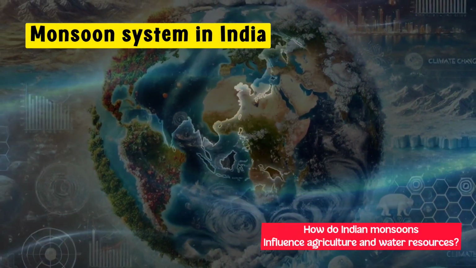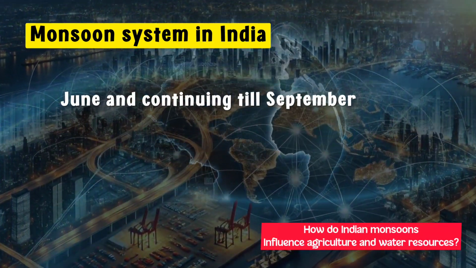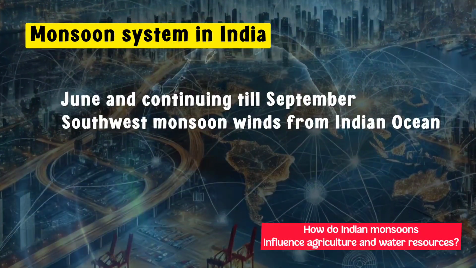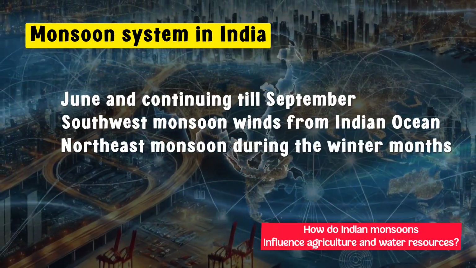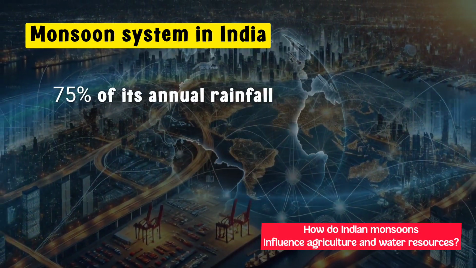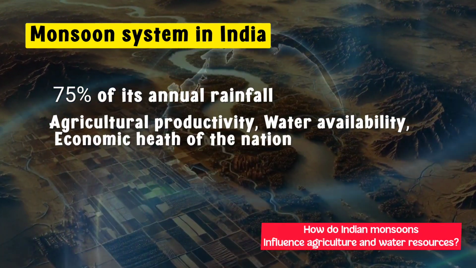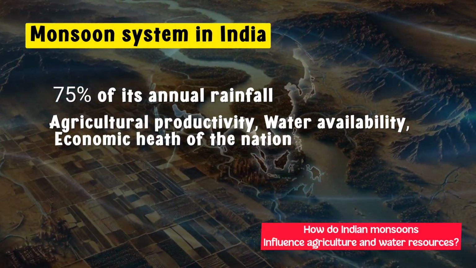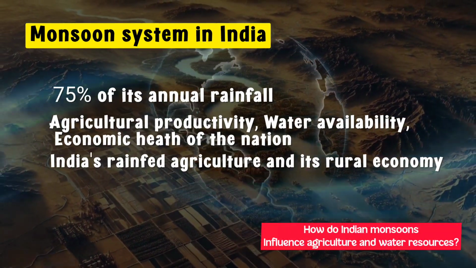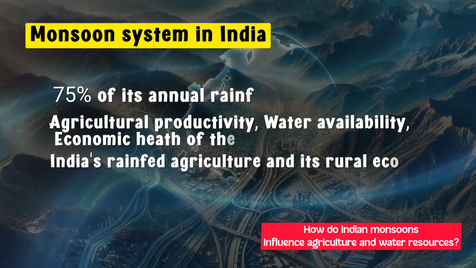The Indian monsoon refers to the seasonal winds that bring heavy rainfall to the subcontinent starting from around June and continuing until September. These rains are driven by the southwest monsoon winds that blow in from the Indian Ocean along with the northeast monsoon during the winter months, primarily affecting the southeastern coast. India receives about 75% of its annual rainfall during the monsoon season. The timing, intensity, and distribution of this rainfall determine agricultural productivity, water availability, and even the economic health of the nation. Monsoon rains are vital to most of India's rain-fed agriculture and its rural economy, but they also pose challenges due to their unpredictability.